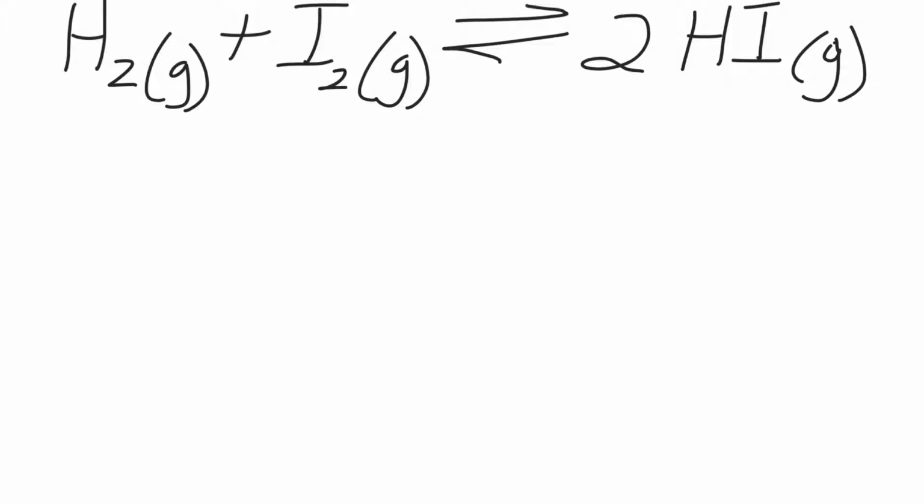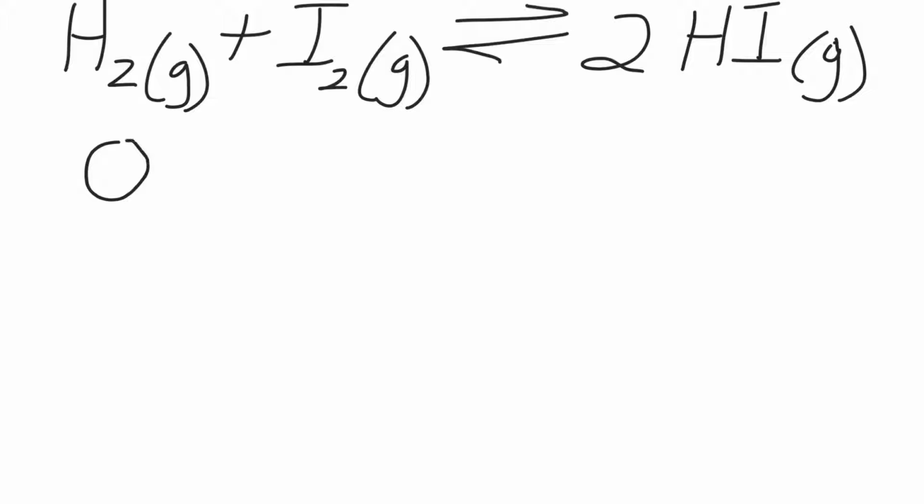If we look at a typical chemical reaction, a molecule of hydrogen gas reacts with a molecule of iodine gas to form two molecules of hydrogen iodide gas in a reversible reaction. Now, what I'm going to do is draw a little magic spectacle diagram of what is happening at the molecular level.